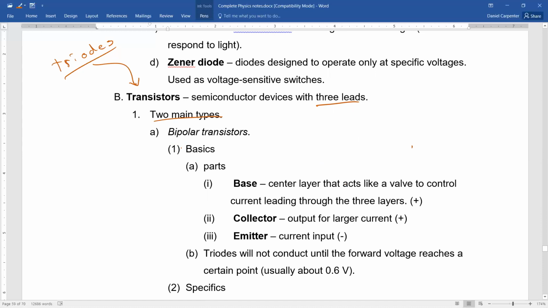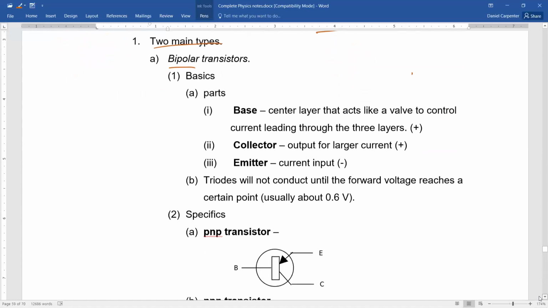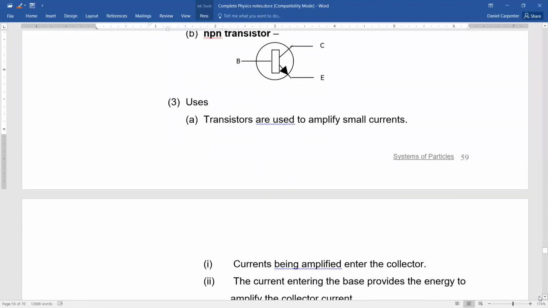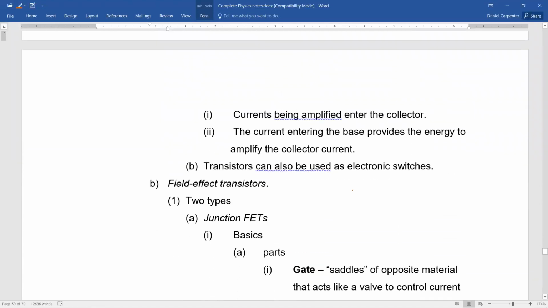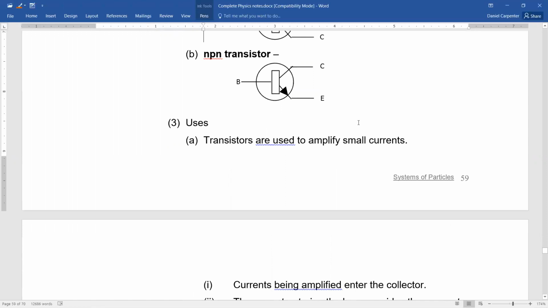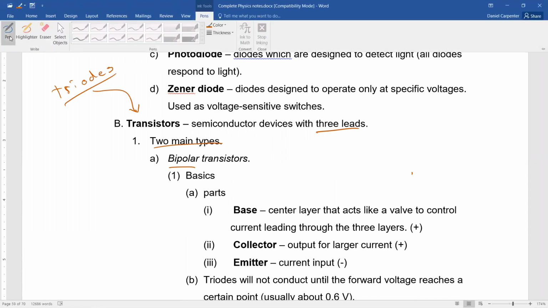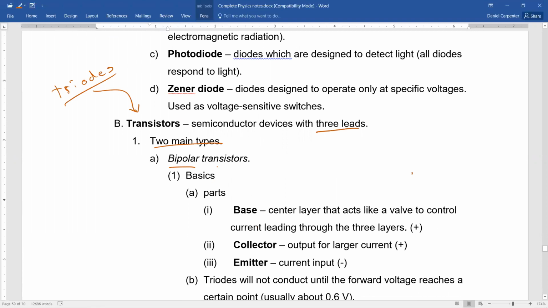There are 2 types of transistors. Bipolar is the first type, and then down a little bit later, we see the second type, which is field effect. So bipolar first. Bipolar is not anything to do with bipolar disorder, which is what they call what? Schizophrenia now? What they used to call schizophrenia. Bipolar is just 2 poles.